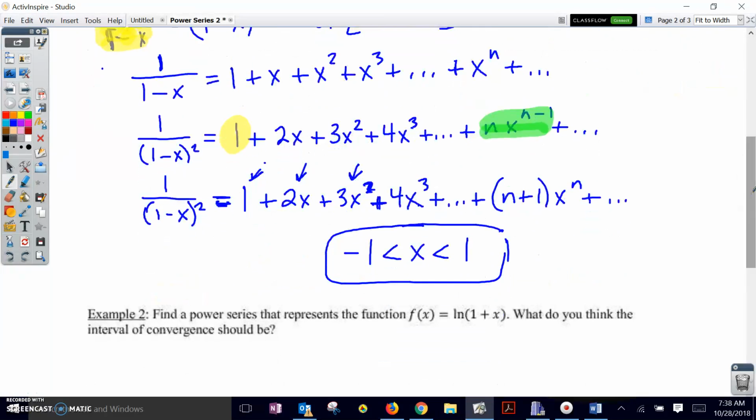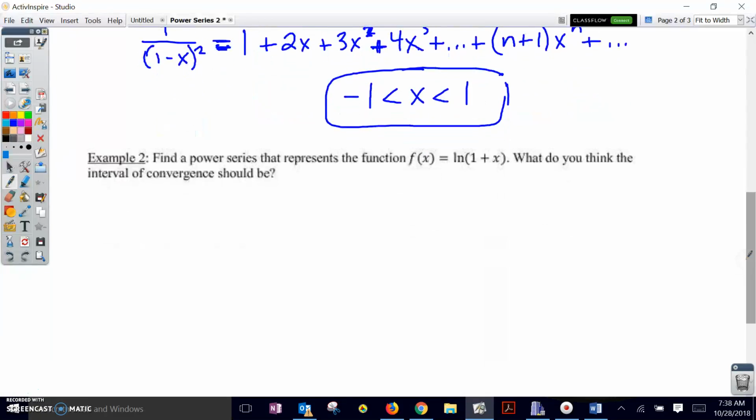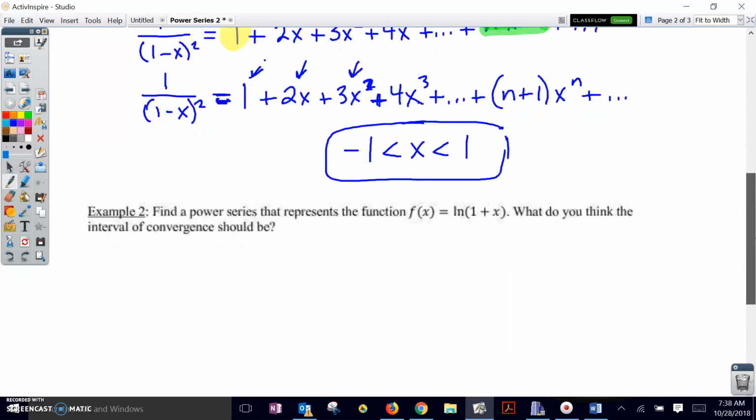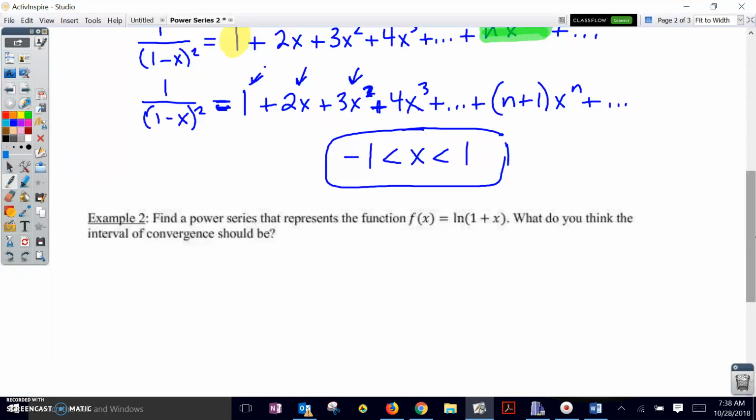Alright, let's go on to example 2. Find a power series that represents the function f of x equals the natural log of the quantity 1 plus x. What do you think the interval of convergence should be? Okay, so now I'm looking at a series that I can either take the derivative or integral of that I already know, a common series, that would lead to the function natural log of the quantity 1 plus x. Well, I know the series for 1 over the quantity 1 plus x.